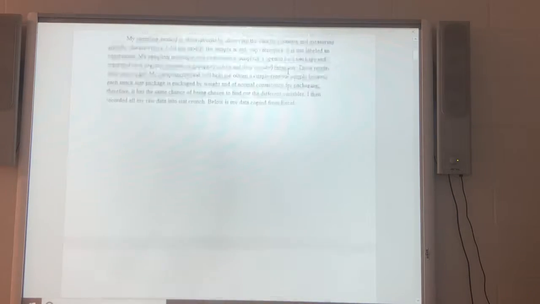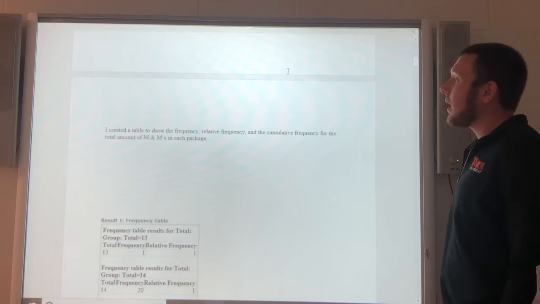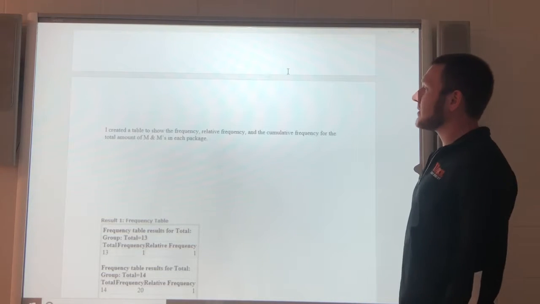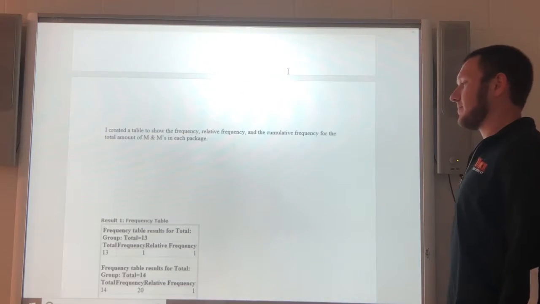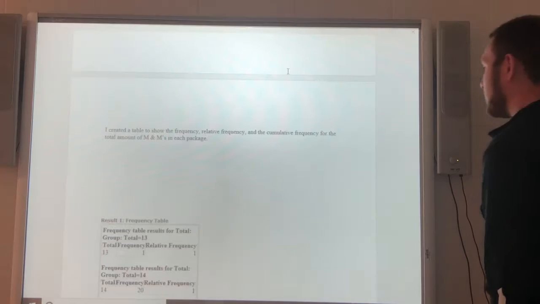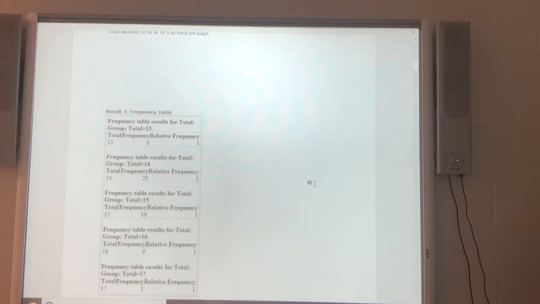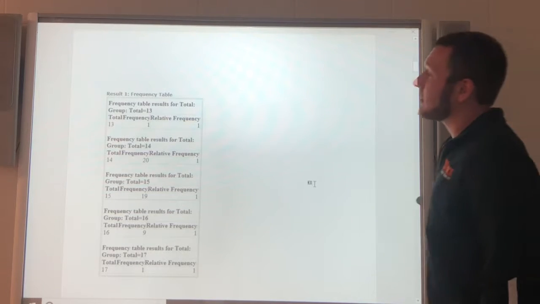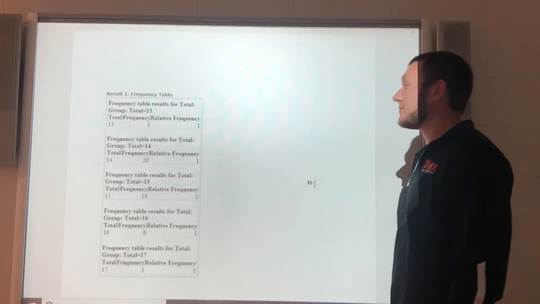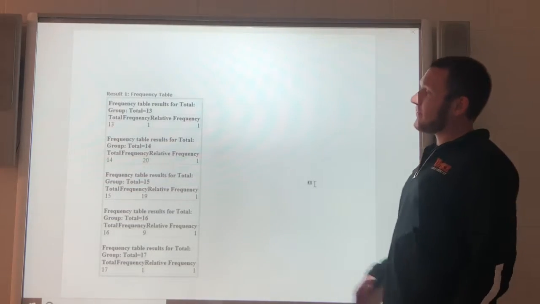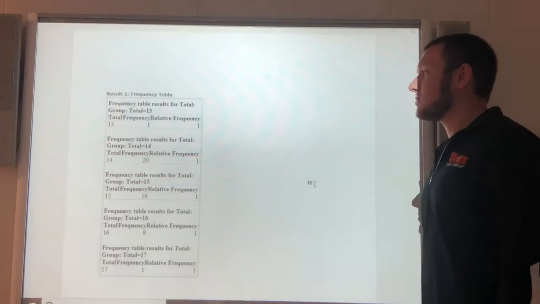Scroll down here. So I created a table that shows frequency, relative frequency, and the cumulative frequency for the total amount of M&Ms in each package. Result 1 that I used is going to have 13 in each package. So we had 13 M&Ms in this package. The frequency was 1 and the relative frequency was 1. We had 14. The frequency in this one was 20 and the relative frequency was 1.